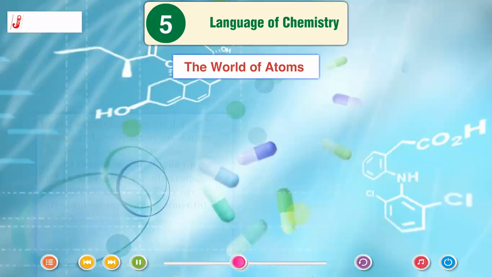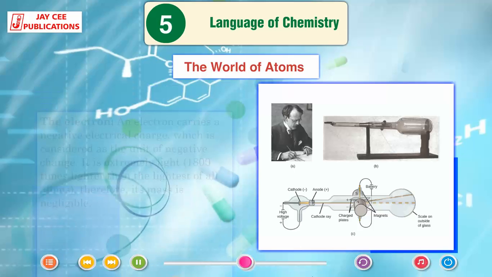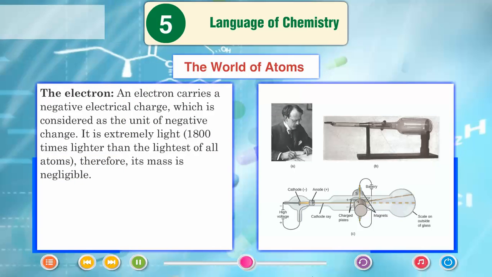World of atoms. By the experiments of Sir J. J. Thomson, Lord Rutherford, James Chadwick and others, it was proved that atoms are made up of still smaller particles: electrons, protons and neutrons. They are called subatomic or fundamental particles. The electron. An electron carries a negative electrical charge, which is considered as the unit of negative charge. It is extremely light, 1800 times lighter than the lightest of all atoms, therefore its mass is negligible.